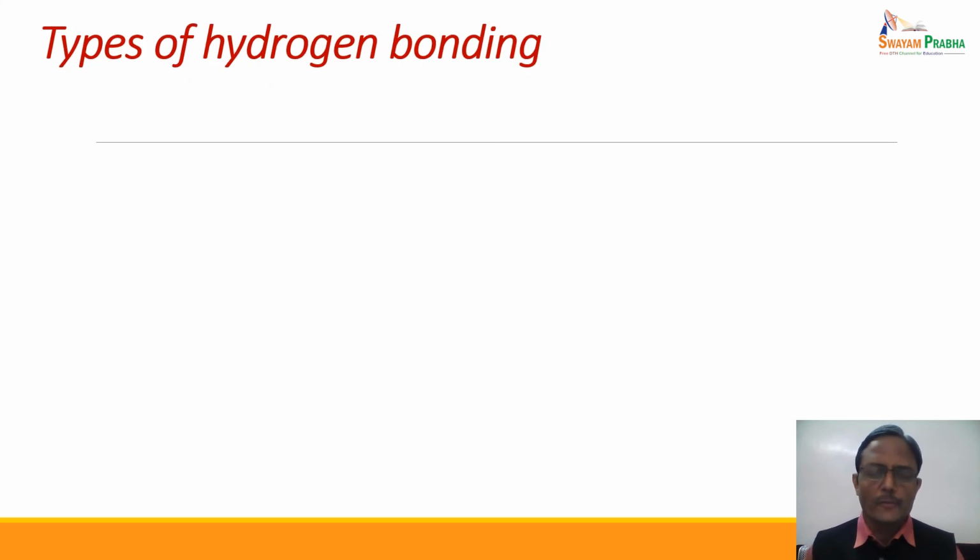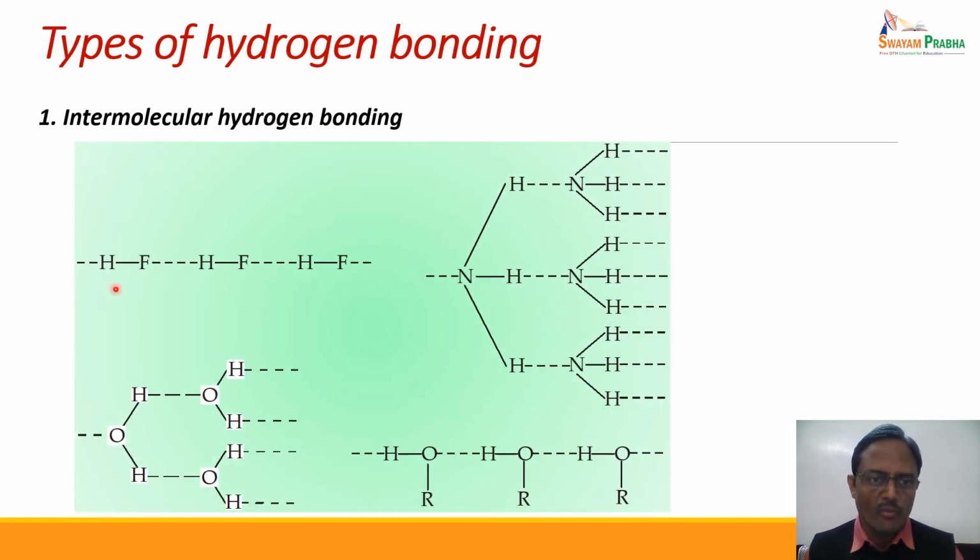We will see what the types of hydrogen bonding are. The first type is intermolecular hydrogen bonding. As the word indicates, it exists between two molecules of the same species. For example, consider HF. HF has fluorine, which is more electronegative than hydrogen, so the electron pair gets shifted towards the fluorine atom. As a result, the fluorine atom gets a partial negative charge and hydrogen has a partial positive charge. So the fluorine atom of one molecule attracts the hydrogen atom of another molecule. Through this, hydrogen bonding exists between two different molecules of the same species.